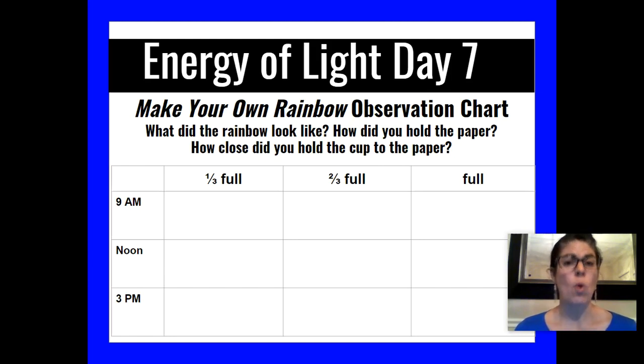At 9 a.m. or whatever morning time works for you, you're going to fill the cup 1/3 full of water. Then you're going to hold it over the piece of white paper and find the rainbow. Then you're going to add more water to the cup so it's 2/3 full. Again, you're going to hold that cup of water in the sun over the piece of paper and find the rainbow. And then you're going to do it again with the full cup, and you're going to put the light through the water and find the rainbow on the paper.